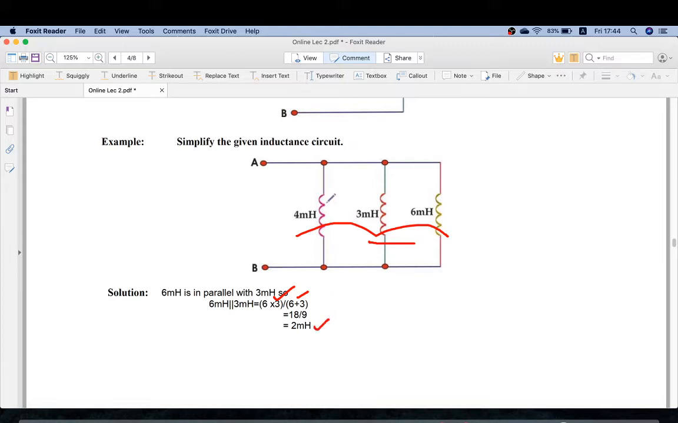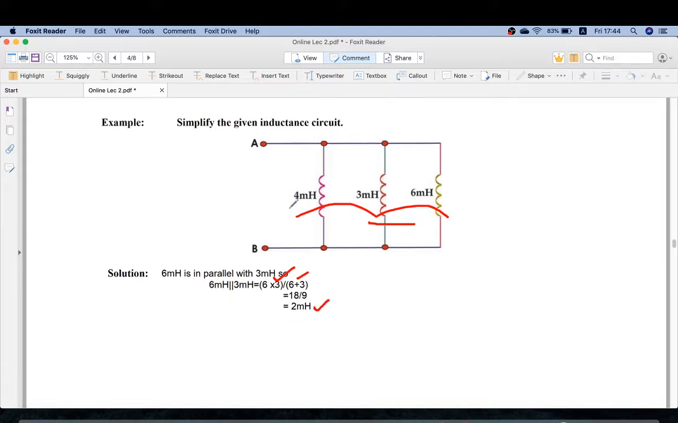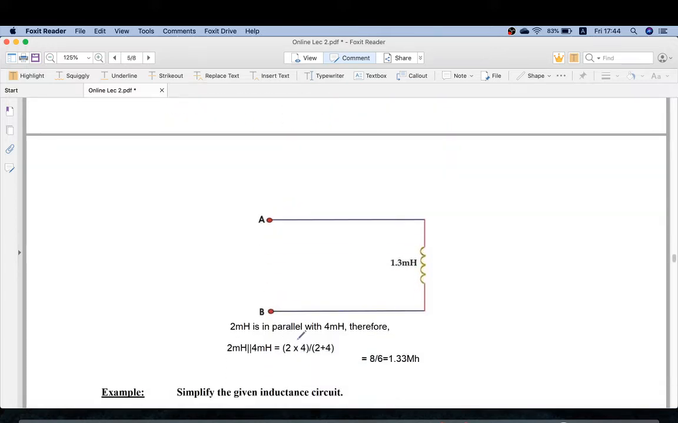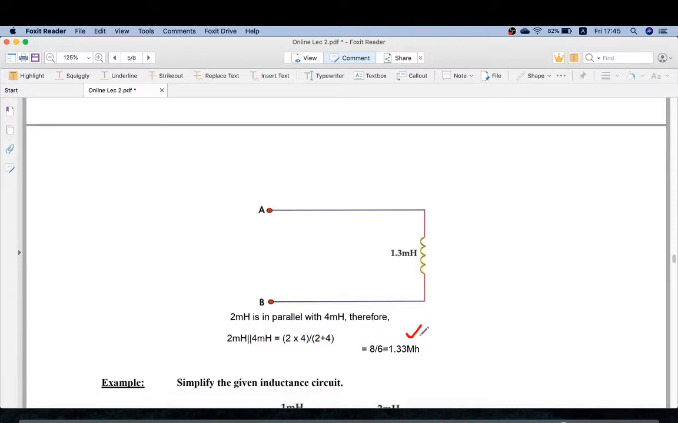And now we will solve 2 and 4 inductance. So 2 and 4, 2 into 4 divided by 2 plus 4. Our final answer is 1.3. So it is the same.